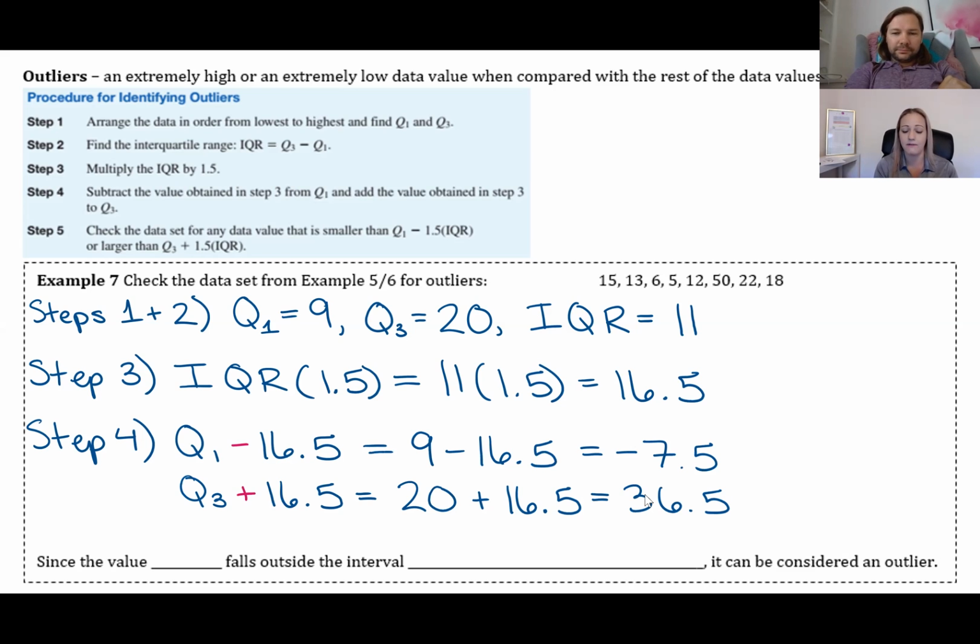Anything that falls within that range is not considered an outlier. So now you just check: are any values from my data set outside of negative 7.5 to 36.5? Well, yes, that's the 50 that we thought. So 50 is an outlier, because it falls outside of that range.